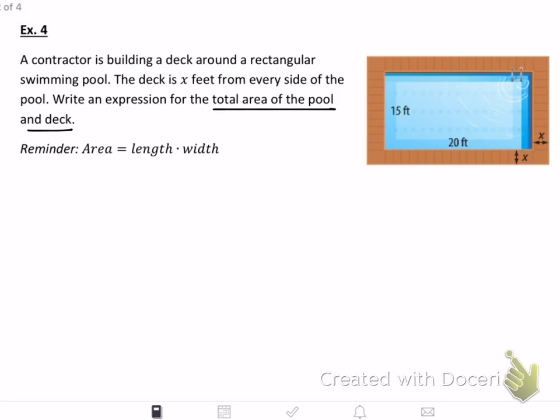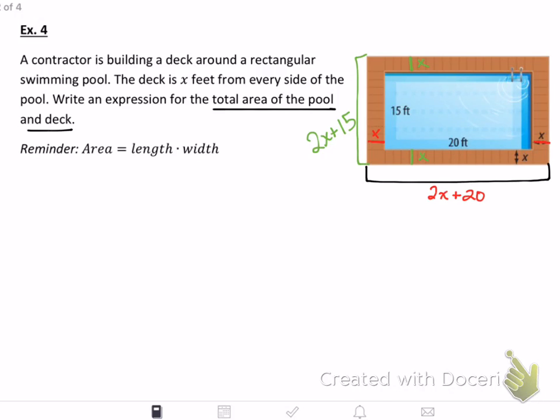Now, this might be a little bit tricky, but to find how long this is, we know that there is an x right here, which also means there's an x right here. And so that means that it is 2 x's plus the original 20 feet that we had. And then the width is the same idea. There's an x here, and this distance down below is also x, so the distance from here to here is 2 x's again plus the 15 that we already had.